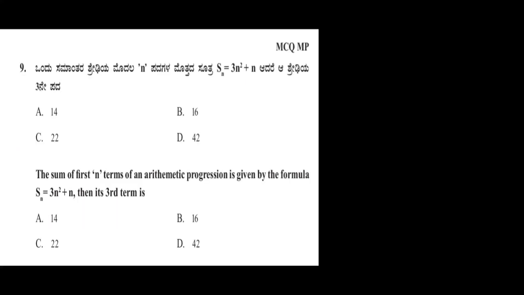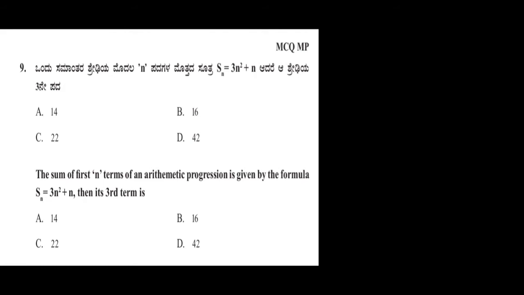Next one: the sum of the first n terms of an AP is given by the formula Sn is equal to 3n squared plus n, then its third term is. Same similar type, only with the Sn formula; by applying it we need to find the first term, like that problem we did in a session. Here again it's the third term, but the third term is a little bit different from the S1 term, because the first term is easy, as S1 means only the sum of one term, but here they said the third term. How to find it, we will check now.